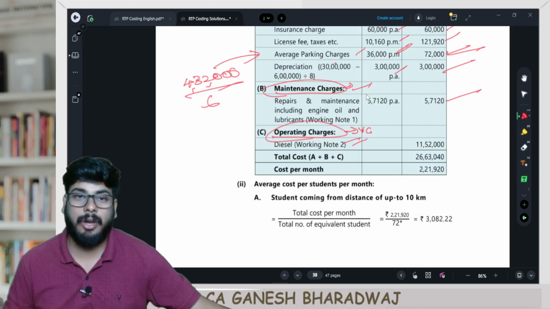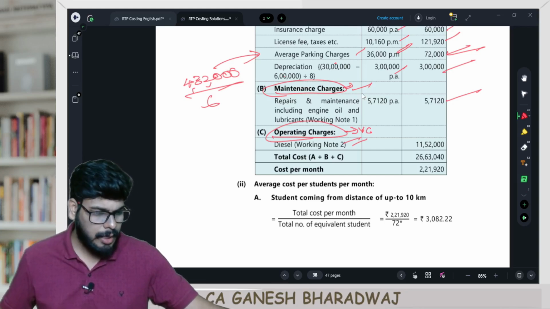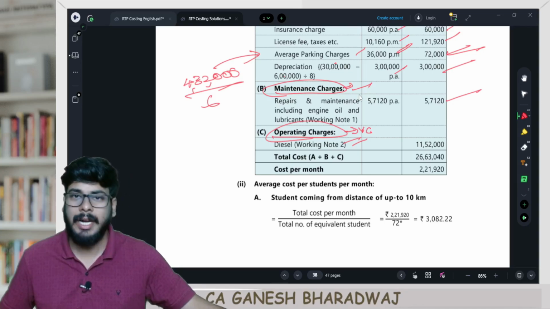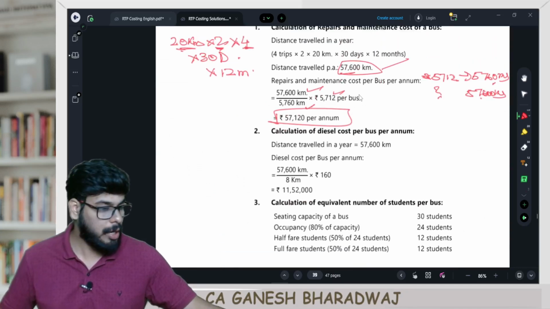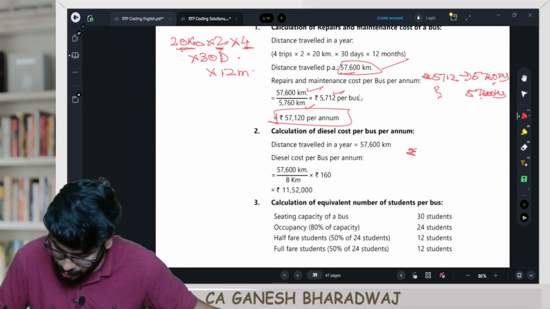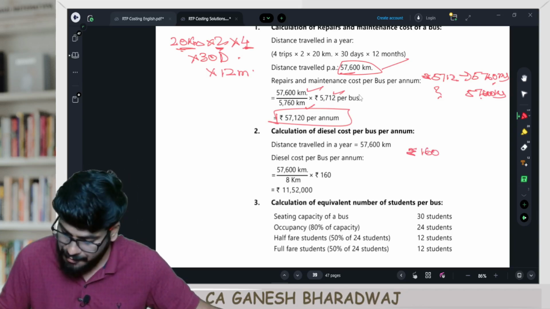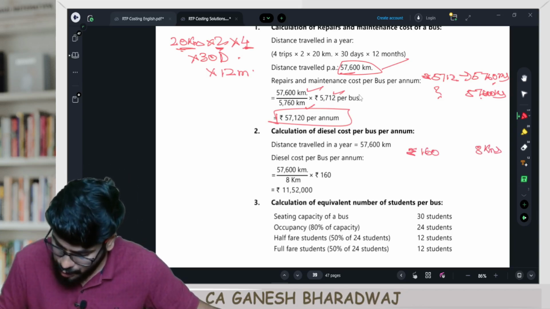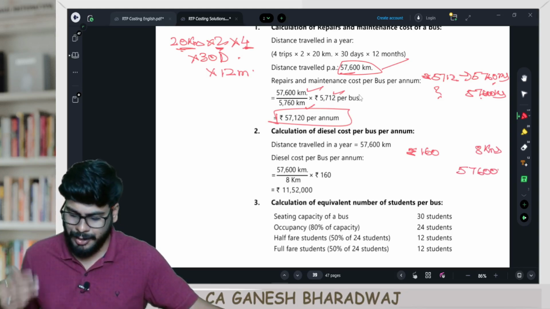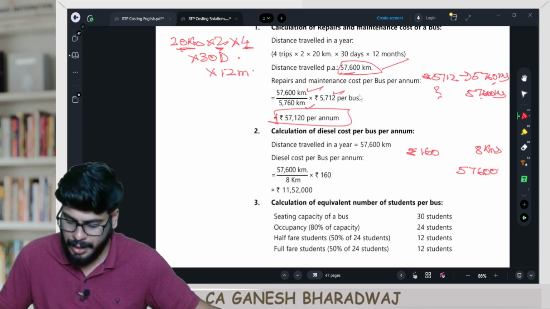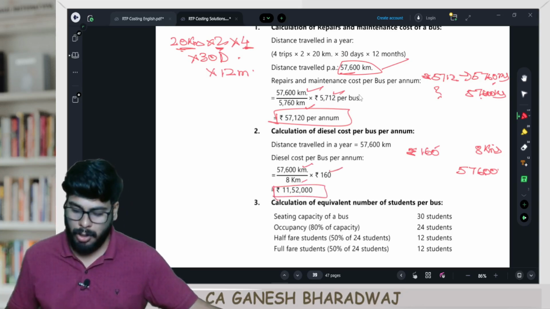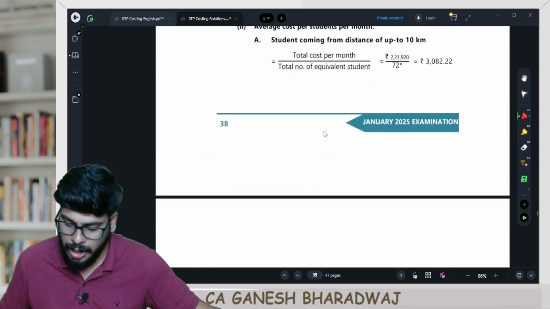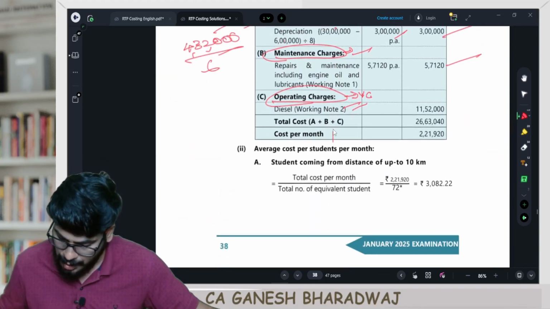The last one is going to be your diesel cost. They have given that the mileage is 8 kilometers per liter and the cost is going to be 160 rupees. So what is the meaning of that? I incur a cost of 160 rupees for every 8 kilometers run. So what is going to be the total cost for me to run 57,600 kilometers? Are you clear with this? So how would you do that? 57,600 into 160 divided by 8. The total diesel cost alone comes out to 11,52,000. So you can just put it up here. It's going to be 11,52,000.